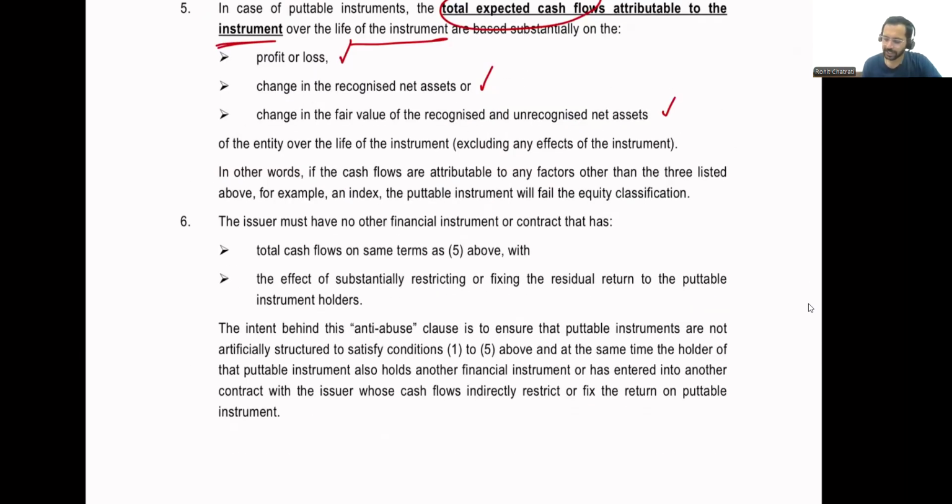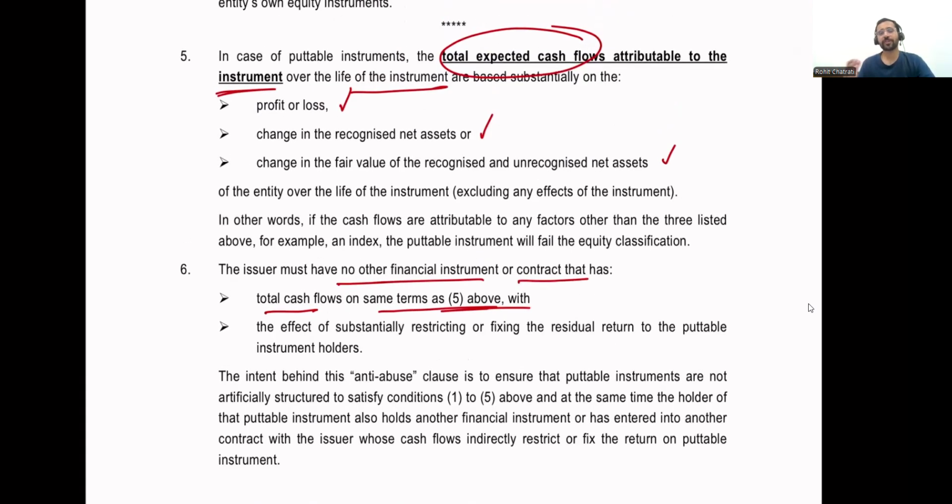Condition number six is that the issuer must have no other financial instrument or contract that has the same cash flows as described in five above. So there should be no other financial instrument in that entity where the cash flows are predominantly based on the profits of the entity. Where the cash flows are based on the profit or loss of the entity, there can be only one class of instrument. There cannot be another financial instrument with the same cash flows as five above, with the effect of substantially restricting or fixing the residual return to the puttable instrument holders.